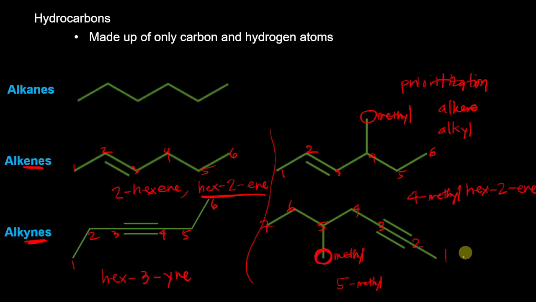Then we have 7 carbons on the parent chain. This one is hep. Then the double bond started on carbon number 2. Then again, there's a triple bond over here. So this one is an alkyne. So this one, the suffix will be "-yne". So this will be 5-methylhept-2-yne.